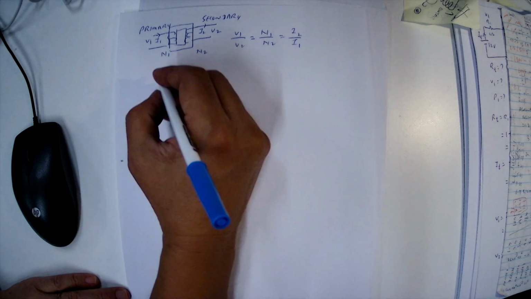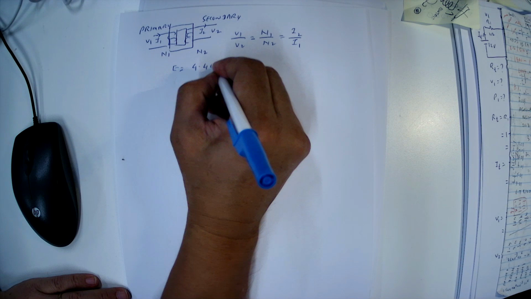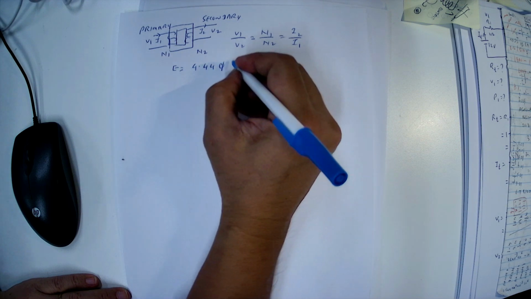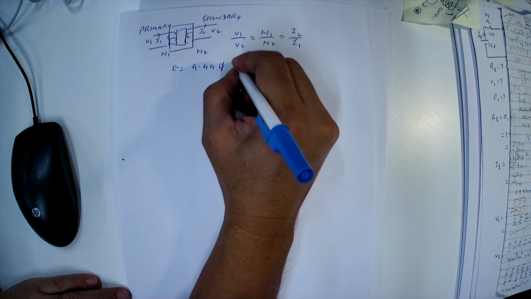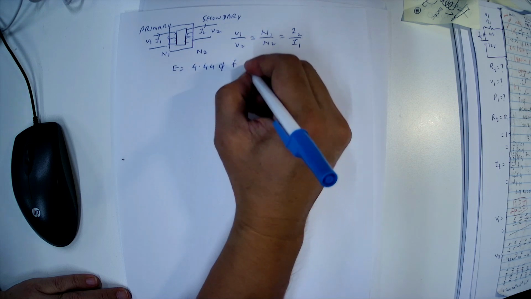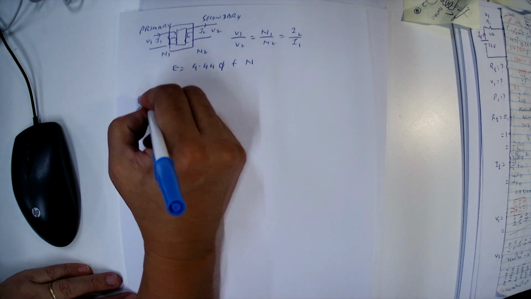And also we can calculate the transformer voltage, which equals 4.44 times frequency F times the number of turns. Frequency and the number of turns are multiplied, then we can calculate the transformer voltage. So this is the equation to calculate the transformer voltage. Okay, based on this, we solve some problems.